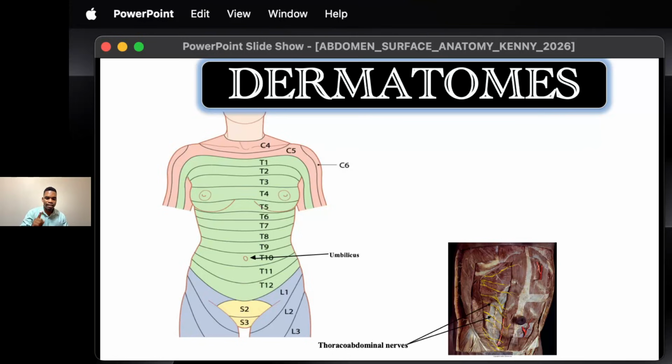What you should remember in this presentation about dermatomes, if you want to forget everything else, please remember T10: the umbilicus is supplied by T10. The skin around the umbilicus is supplied by T10, and the skin around the nipple is supplied by T4. Nipple T4, umbilicus T10.